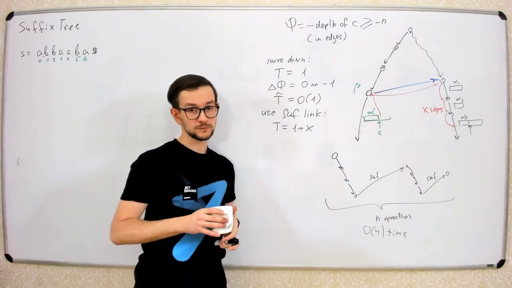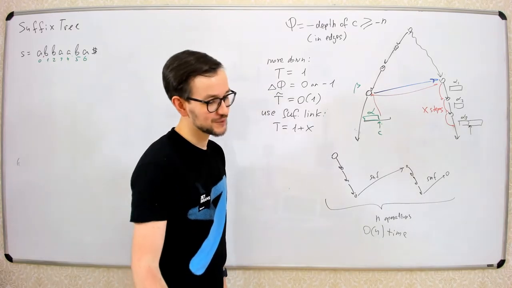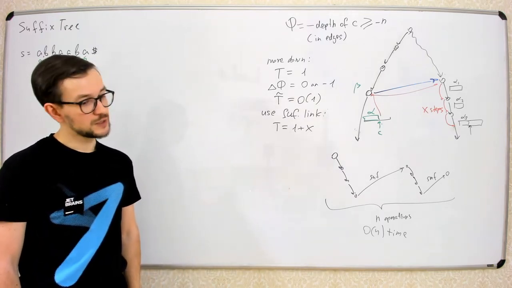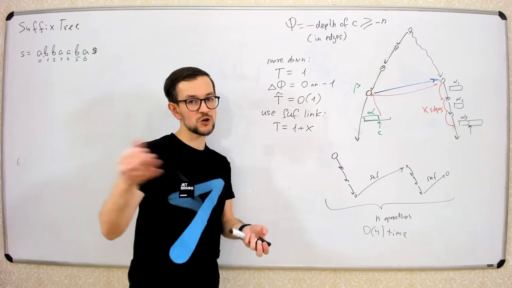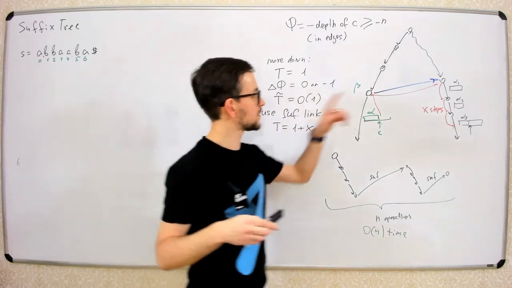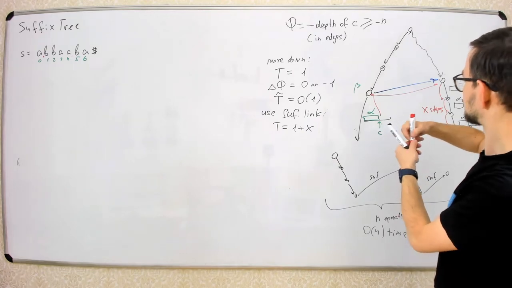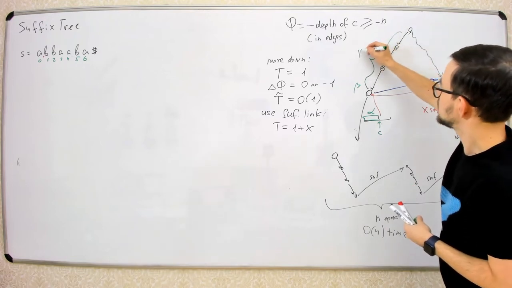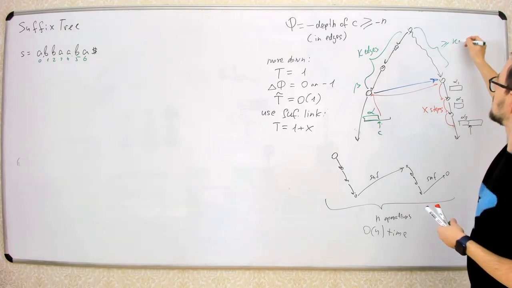What do we need to prove? This decreases by one. Yes. We need to prove that the depth is not decreasing too much, because when we decrease the depth, we actually increase the potential, and we don't want to increase the potential. So we need to prove something about the depth of this node. Let's introduce more variables here. Let's say if we have k edges here, then we have at least k minus 1 edges here.